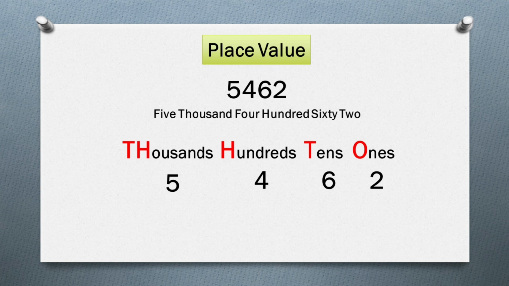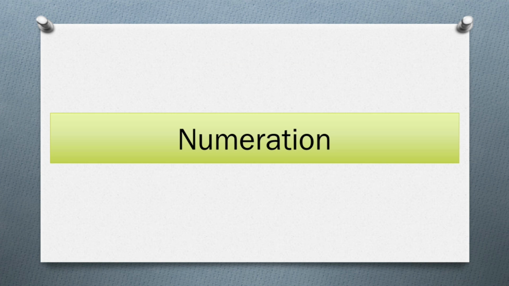5462. If we talk about values above thousands, we have to deal with two different types of numeration. One system of numeration gives us values like lakh and crore, while the other one gives us values like millions and billion. Now let's have a look at the international and Indian system of numeration.